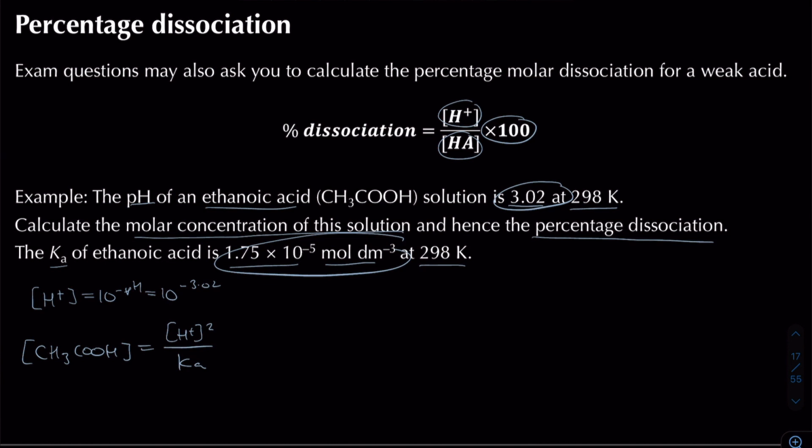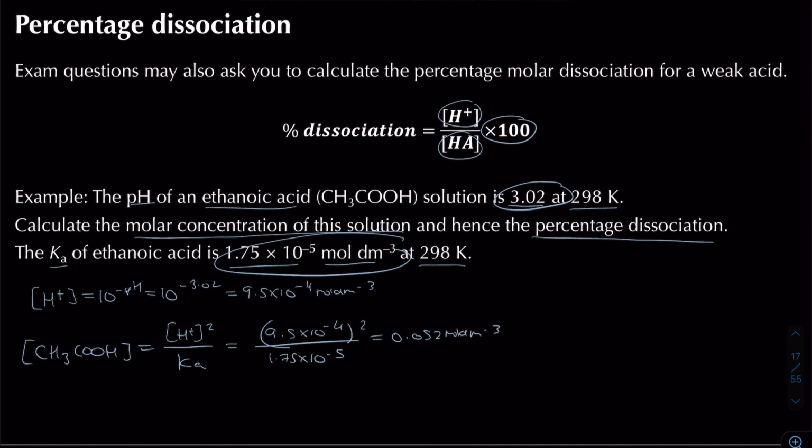That's going to give me a value of 9.5 times 10 to the power of minus 4, and that's going to be mole per decimeter cubed. Once I've got that, I know that I'm going to have 9.5 times 10 to the power of minus 4 squared at the top, and then that's going to be divided by 1.75 times 10 to the power of minus 5. I put that in my calculator and I end up with a value of my concentration being 0.052, and then that's going to be mole per decimeter cubed itself. So there's our first part done.